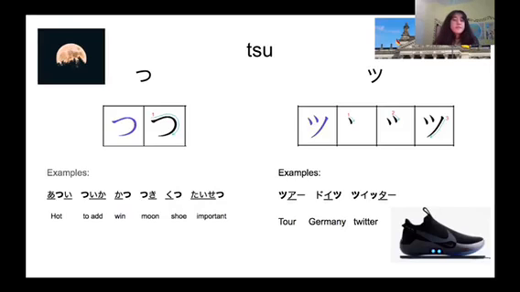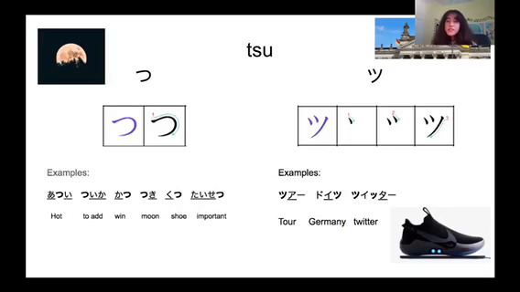Win, 勝つ; moon, 月; shoe, 靴; and important, 大切.